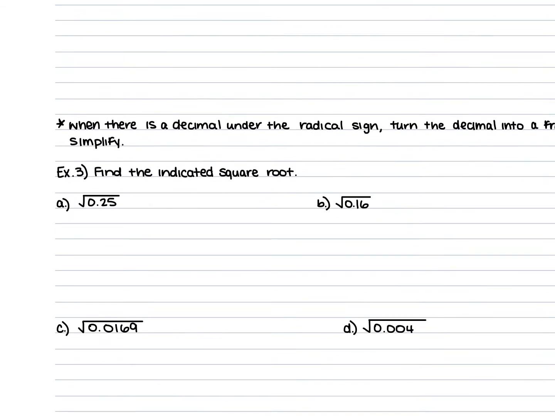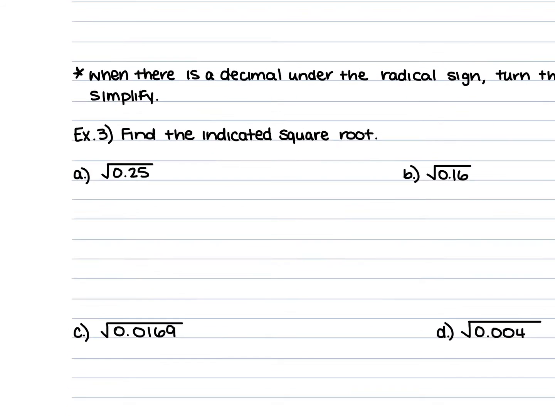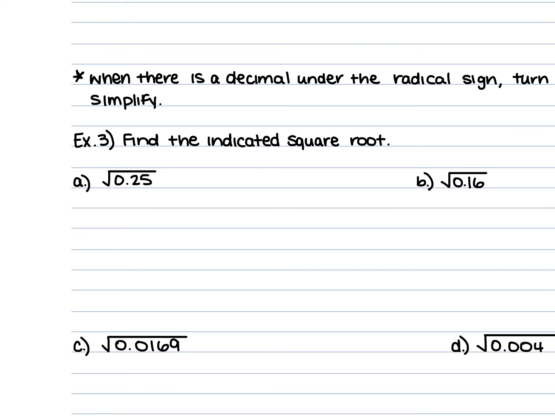Next, we're going to be looking at when we have these decimals under the radicals. So again, we said that if there is a decimal underneath that radical, turn it into a fraction. If you look at example A, we have the square root of 0.25. The 5 is in the hundredths place. So this becomes the square root of 25 over 100. So again, we're doing the square root of 25 over the square root of 100. The square root of 25 is 5. The square root of 100 is 10. And this simplifies to be 1/2.